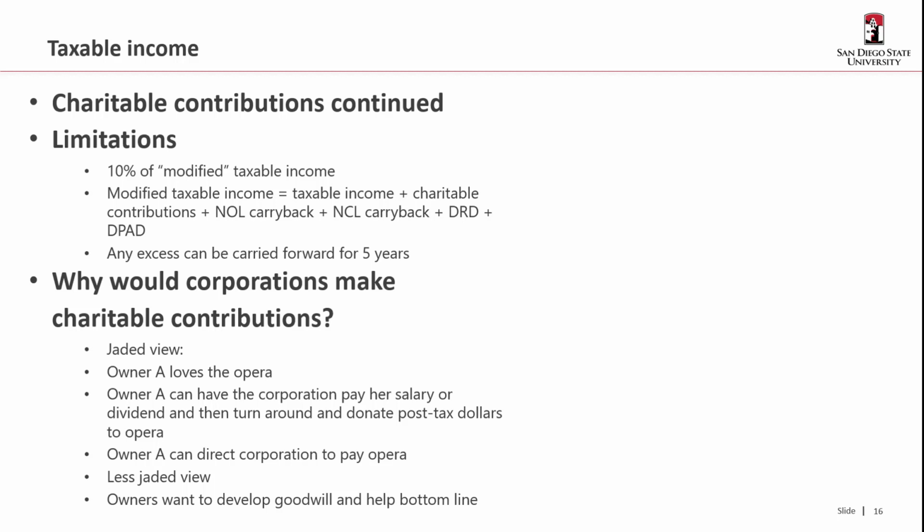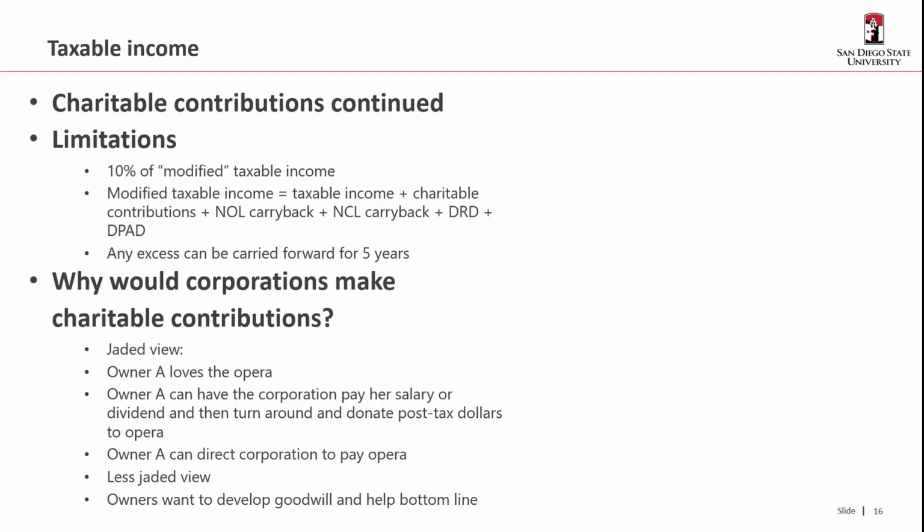So think of that. If owner A receives a salary, it's true the corporation takes a deduction for that salary, but of course owner A pays taxes on it, right? And employment taxes on it. If it's a dividend, the corporation doesn't even get a deduction for that, and it's double-taxed income. So that's a very inefficient way for owner A to get money into the hands of the opera.